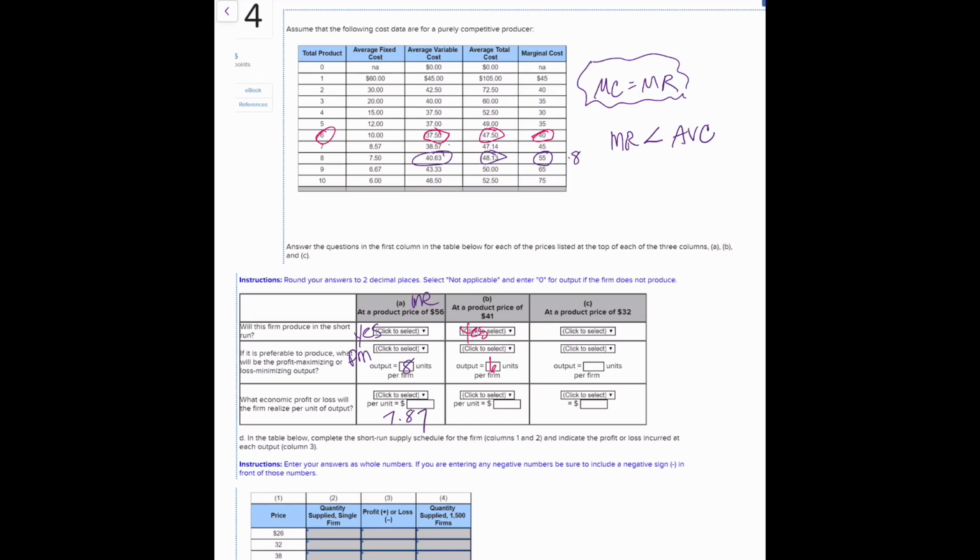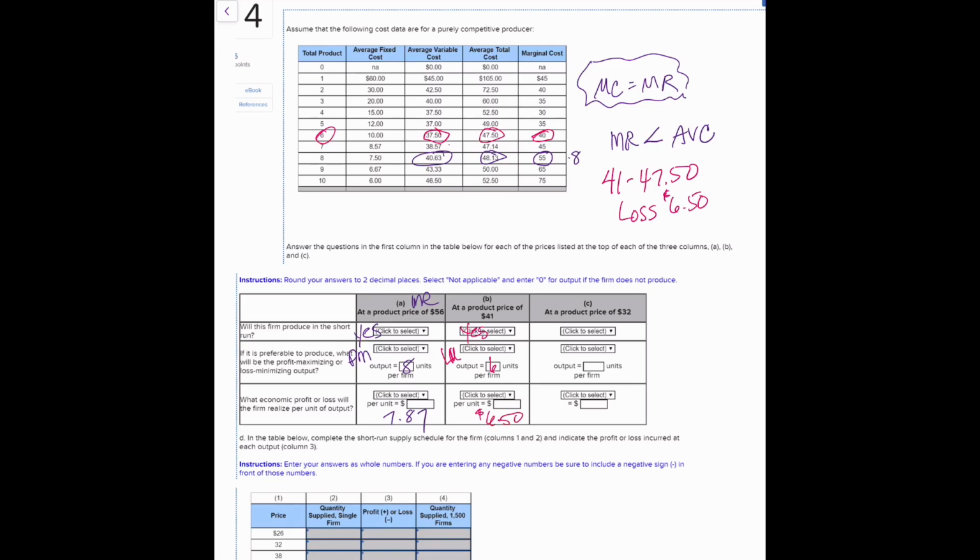So here, with $41 being the price of the product, and the average total cost being $47.50, we'd have a loss of, in this case, $6.50 per unit. So it's still a good idea to continue operating. However, it is a loss minimizing output decision. So let me see if I can make that work. Loss minimizing. And the loss per unit then is $6.50.